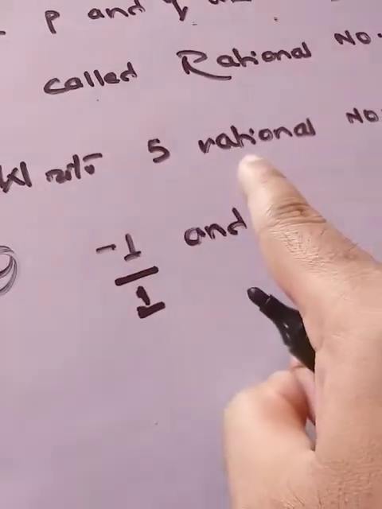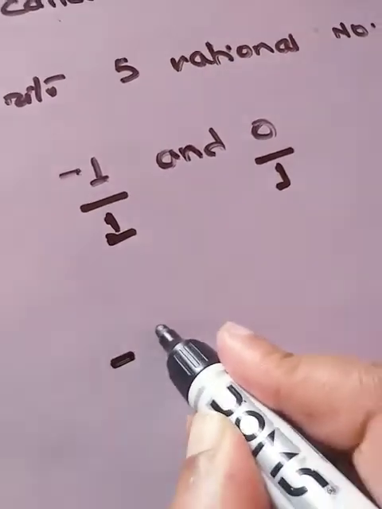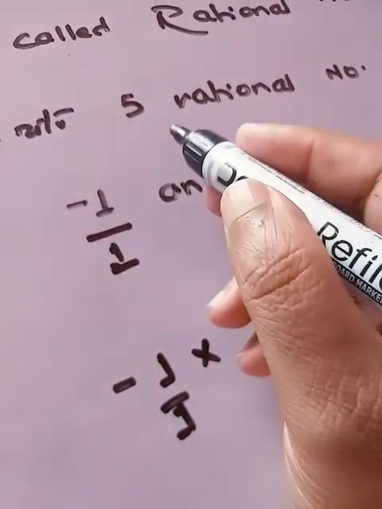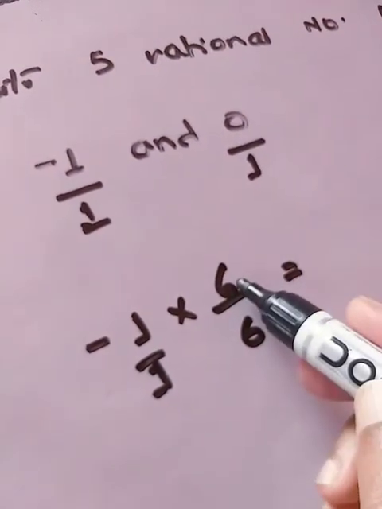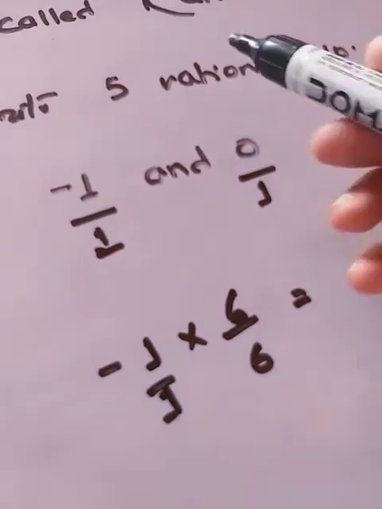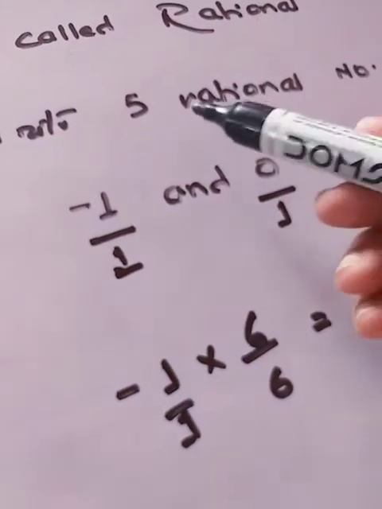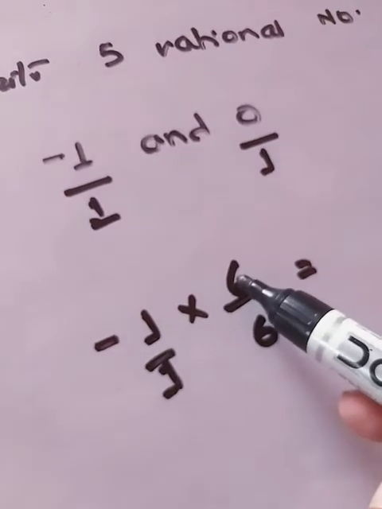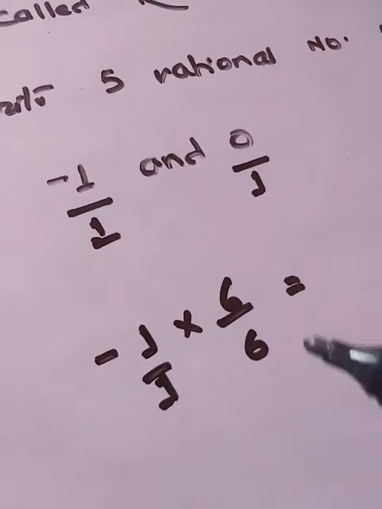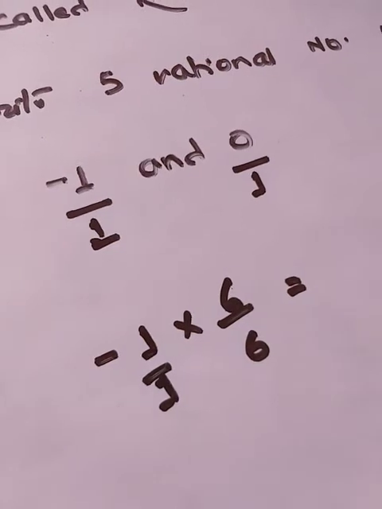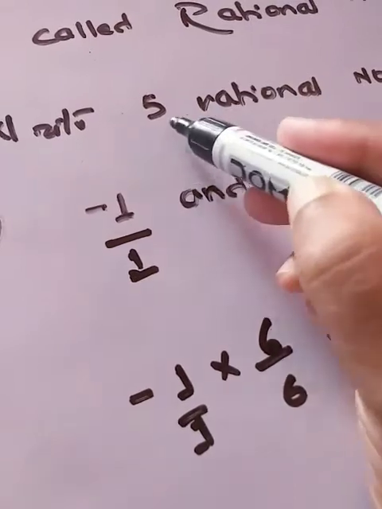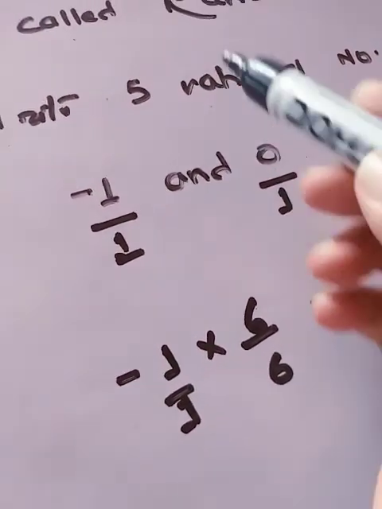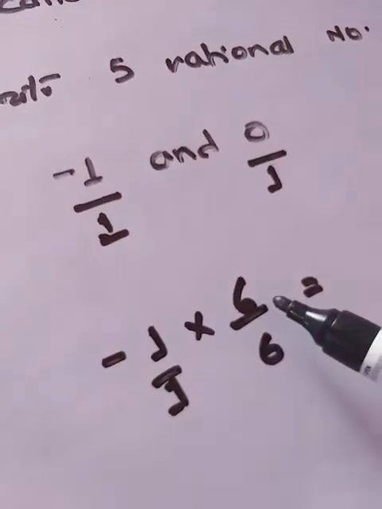How many rational numbers have they asked? 5. So what you have to do is multiply by 6, which is 1 more than 5. Multiply 6 to both the numerator and the denominator, because they have asked for 5 rational numbers. If they had asked for 6 rational numbers, then you would multiply 7 with the numerator and the denominator. That means you have to multiply by 1 more, the succeeding number. If it is 5 rational numbers, multiply with 6. If 6 rational numbers, multiply 7. If 4 rational numbers, multiply by 5 upon 5.